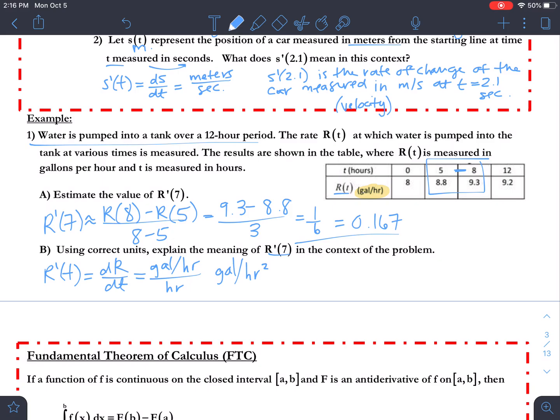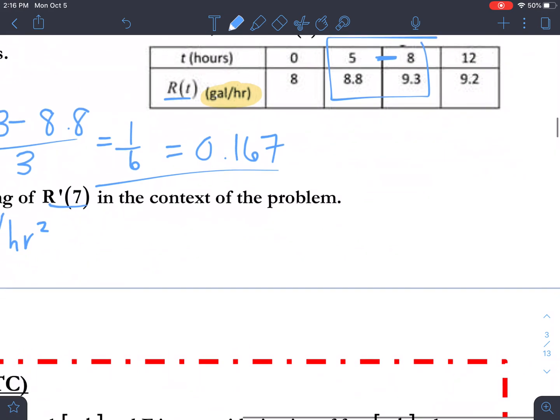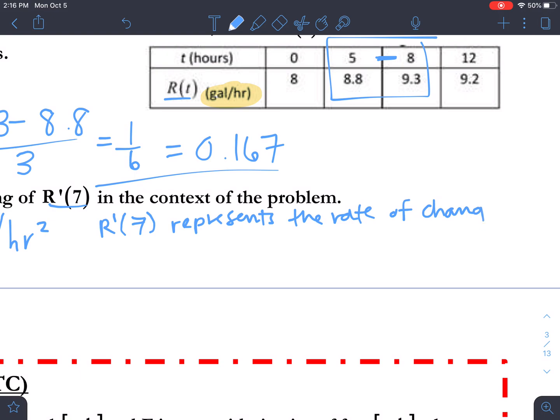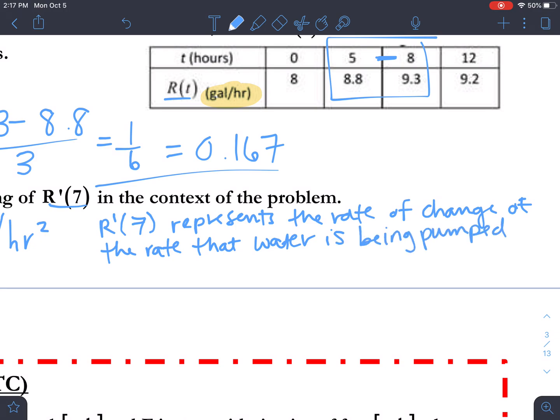Okay, so the sentence is going to be a little bit strange. So let me write it here for you guys. So R prime of 7 represents the rate of change of the rate that water is being pumped into the tank at t equals 7 hours.